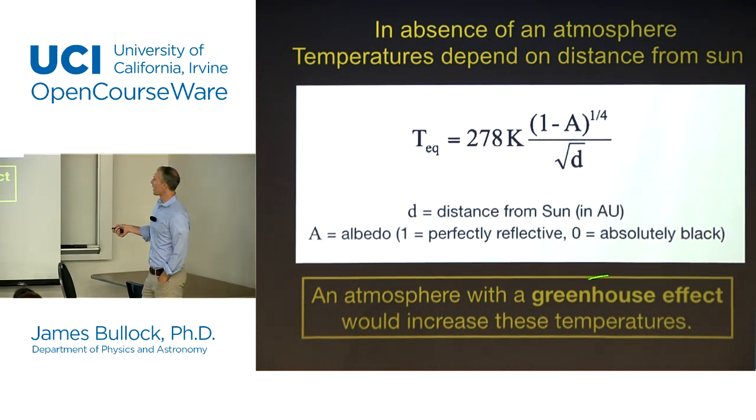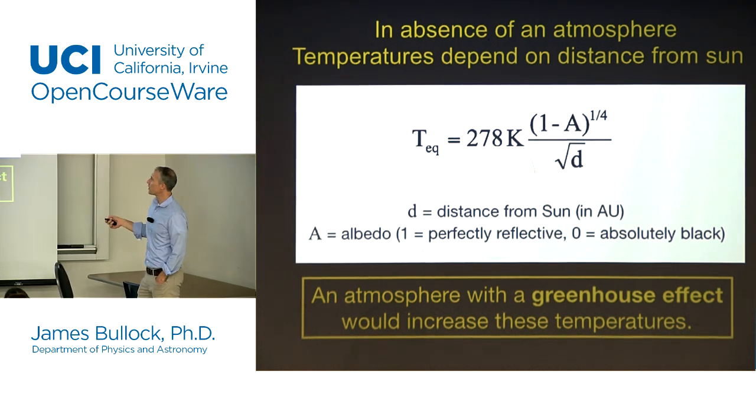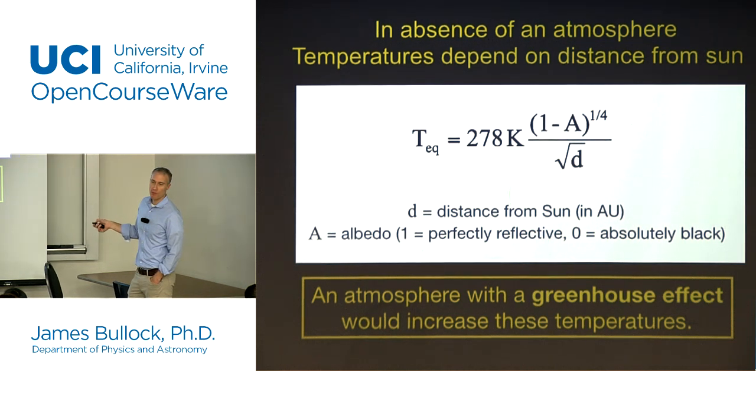Now, of course, if you have a greenhouse effect, as we've talked about already, this would increase the temperatures beyond this point. So this is sort of a minimum temperature you would have on the surface of a planet in the absence of a warming atmosphere.